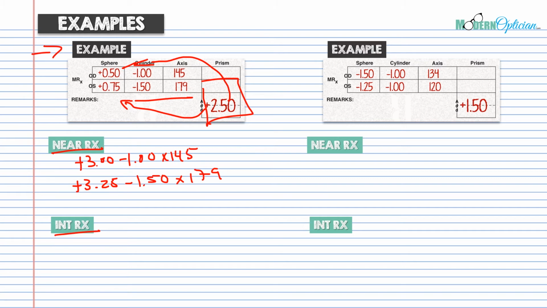So for the intermediate RX, we're going to do kind of the same thing, but in this case, we're only going to take one diopter from this overall add and do it in that way. So if we do the exact same concept, we're adding one to the sphere of each, you're going to end up with a plus 1.50. And the same thing, minus 1 times 145. The cylinder and the axis never go away. And we do the exact same thing here. We do plus 1.75 minus 1.50 at an axis of 179. There you go. You now have a near prescription and an intermediate prescription.